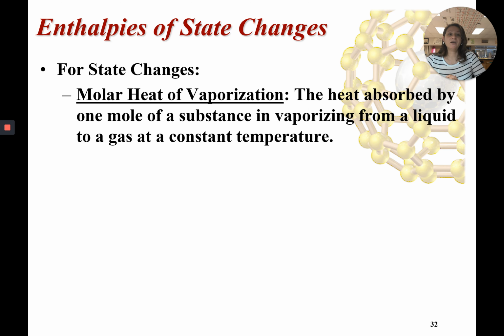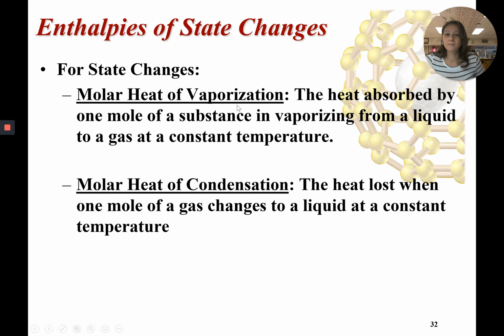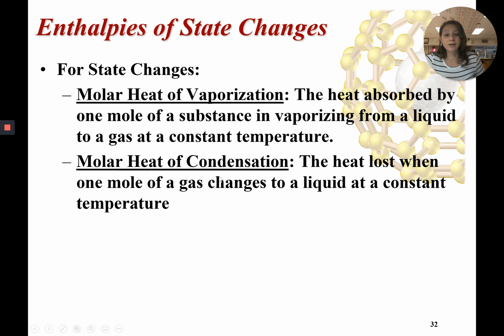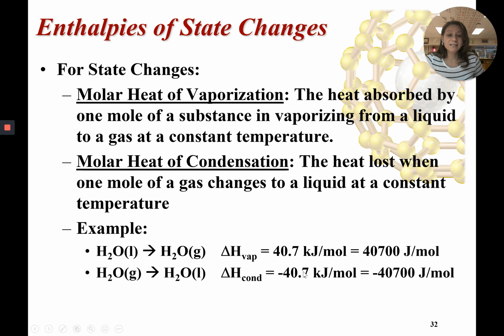Similarly, we have molar heat of vaporization. That would be the amount of heat, the amount of joules or kilojoules, that is needed for 1 mole of your substance to vaporize, turn from liquid to gas. And we have molar heat of condensation, the amount of heat that's transferred when 1 mole of your substance condenses, goes from gas to liquid. Those two numbers should be the same, except one is positive, endothermic, and one is negative, that's exothermic.